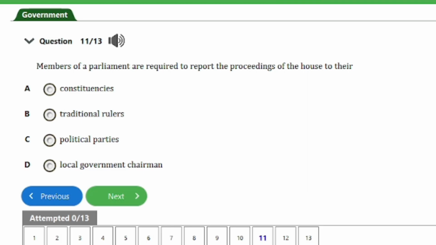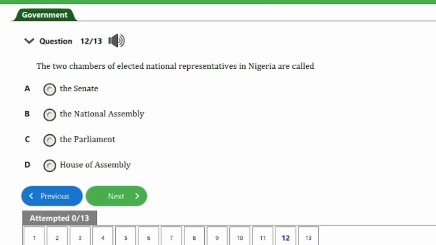We have here question number 12. It says, the two chambers of elected national representatives in Nigeria are called A. the Senate, B. the National Assembly, C. the Parliament, D. House of Assembly. So guys, the answer to this question is option B. That's the National Assembly. So let's head on to the next and last question for this video, guys.